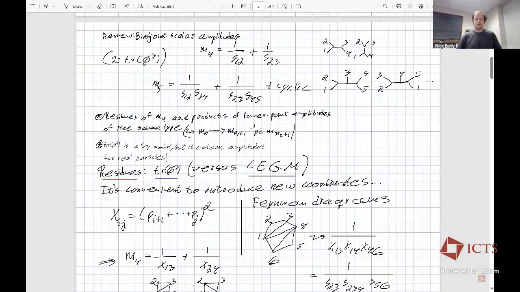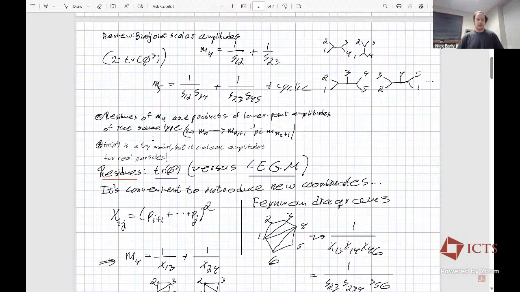Now, residues of M_n, I'll denote the biadjoint scalar on n particles by M_n, are always products of lower-point amplitudes of the same type. Okay, M_n goes to M_{n1+1} times M_{n2+1}. All right, so that's a profound feature and requirement of scattering amplitudes.